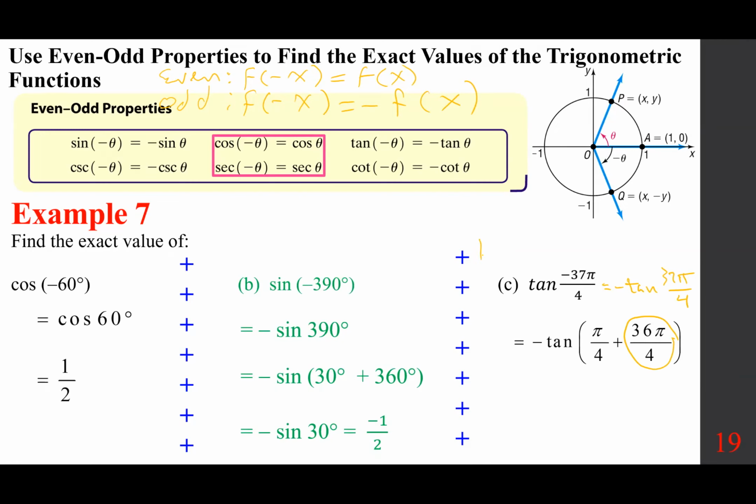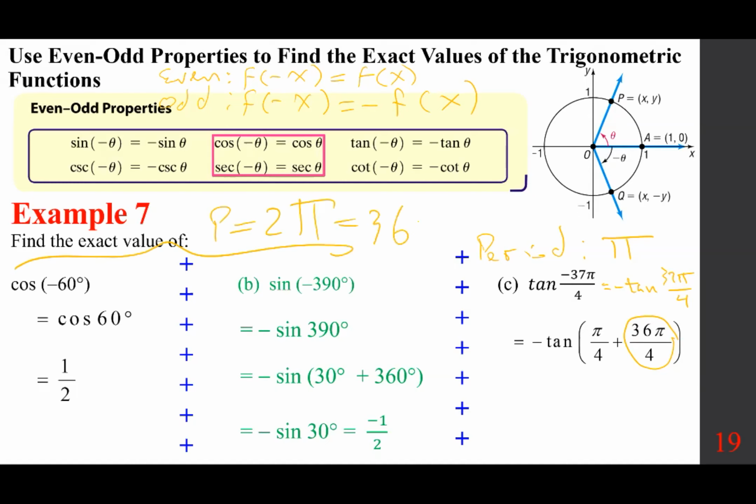So the period for tangent is pi. For sine and cosine, the period is 2 pi or 360 degrees. So you take out 9 pi and nothing happens. And this is negative tangent pi over 4. You know tangent of pi over 4 is 1, with the negative in front of it becomes negative.